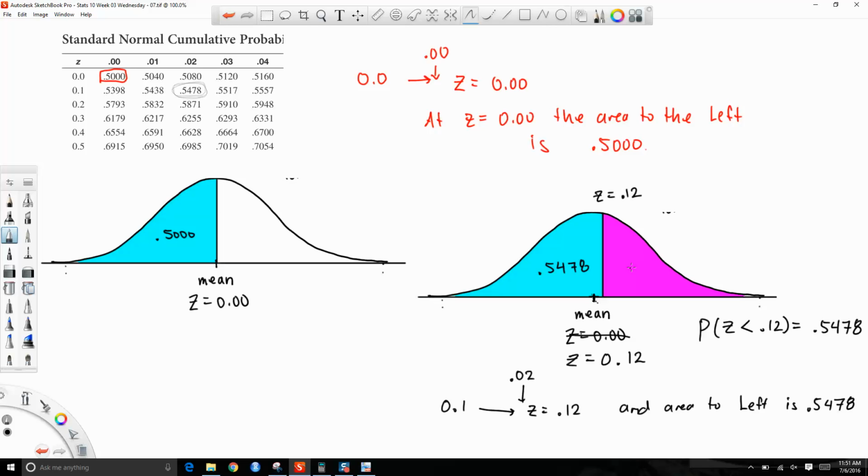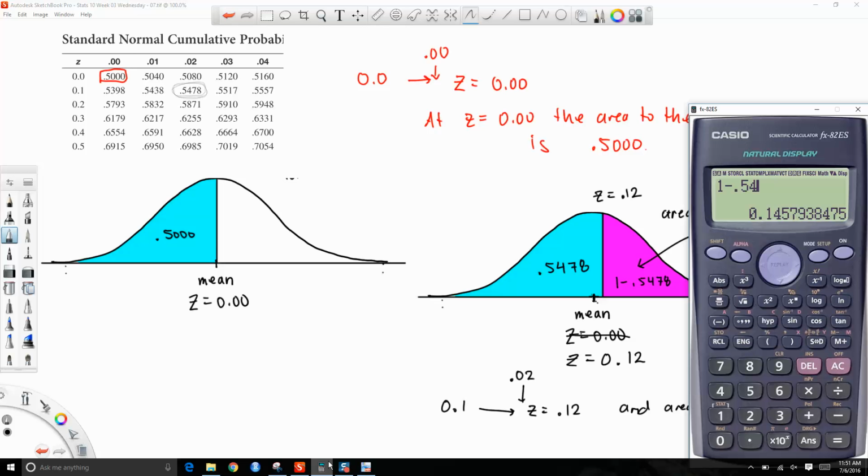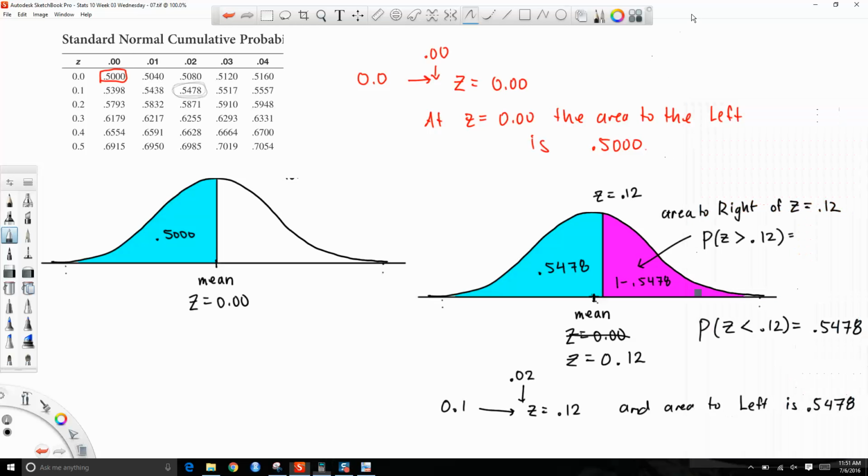Over here, what is this? This is the area to the right of z equal to 0.12. This could be written as the probability that z is greater than 0.12. And what do you think this value is? The complement, right? So I would do 1 minus 0.5478, and I get 0.4522.